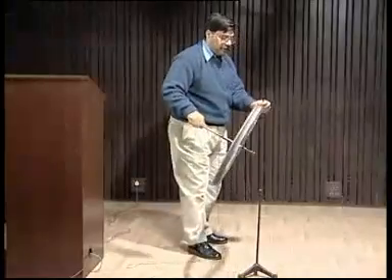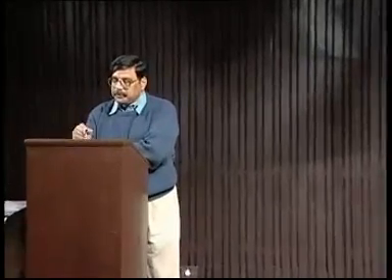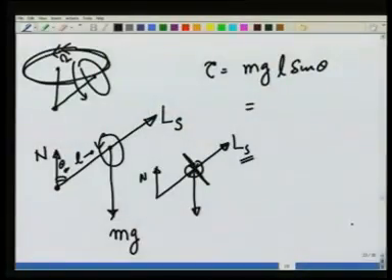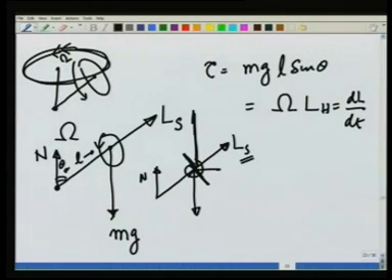We can also calculate the rate of this rotation. So this torque must be equal to the magnitude of rate of rotation. Suppose this rotation is at rate omega, that means the angular frequency about this vertical axis is this way, then this should be equal to omega times L_H, which is dL/dt. Why? Because the vertical component of L does not change, the horizontal component sweeps, as we saw earlier.